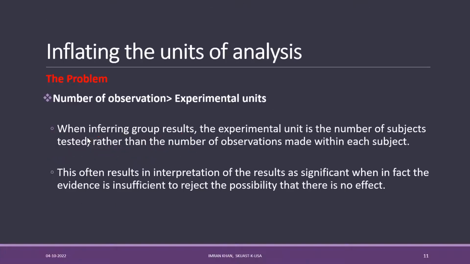The second mistake which researchers commit is called inflating the unit of analysis. The experimental unit is the smallest observation that can be randomly and independently assigned. In classical statistics, this unit will reflect the degrees of freedom. When inferring group results, the experimental unit is the number of subjects tested rather than the number of observations made within each subject. But unfortunately, researchers tend to mix up these measures, resulting in both conceptual and practical issues.